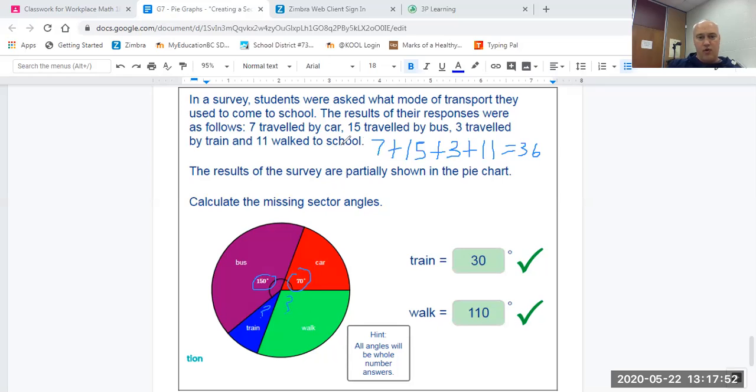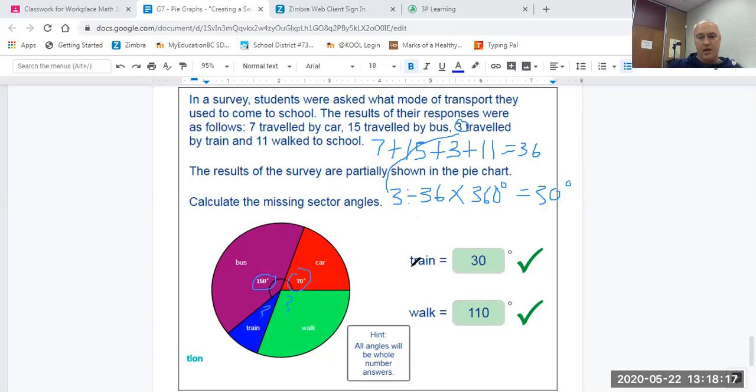So the train is right here. So 3 traveled by train. So that's why we're using the 3 number here. So 3, and then I'm going to divide that by 36, and then I'm going to multiply by 360 degrees. And that's going to give me a value of 30 degrees.